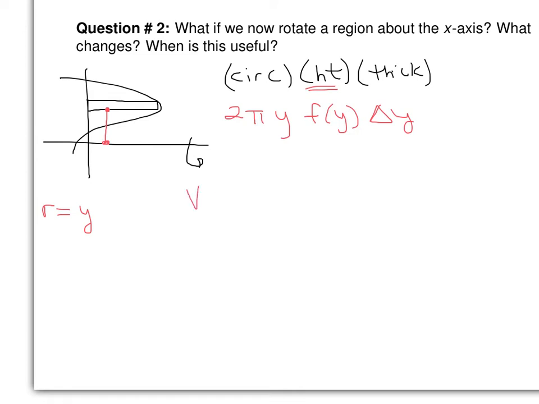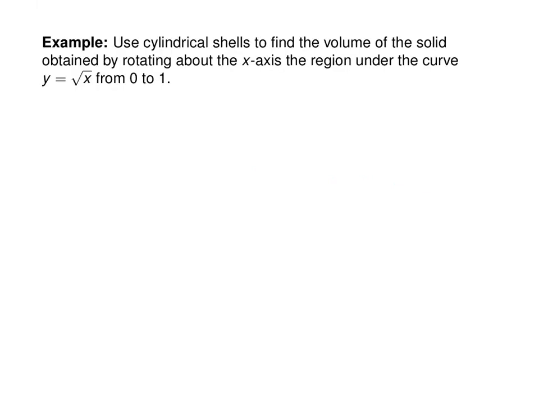And the volume will be an integral from c to d, so where this is, say, c, and this is d, so lowest y to highest y, 2 pi y f of y dy. Use cylindrical shells to find the volume of the solid obtained by rotating about the x-axis the region under the curve y equals root x from 0 to 1.